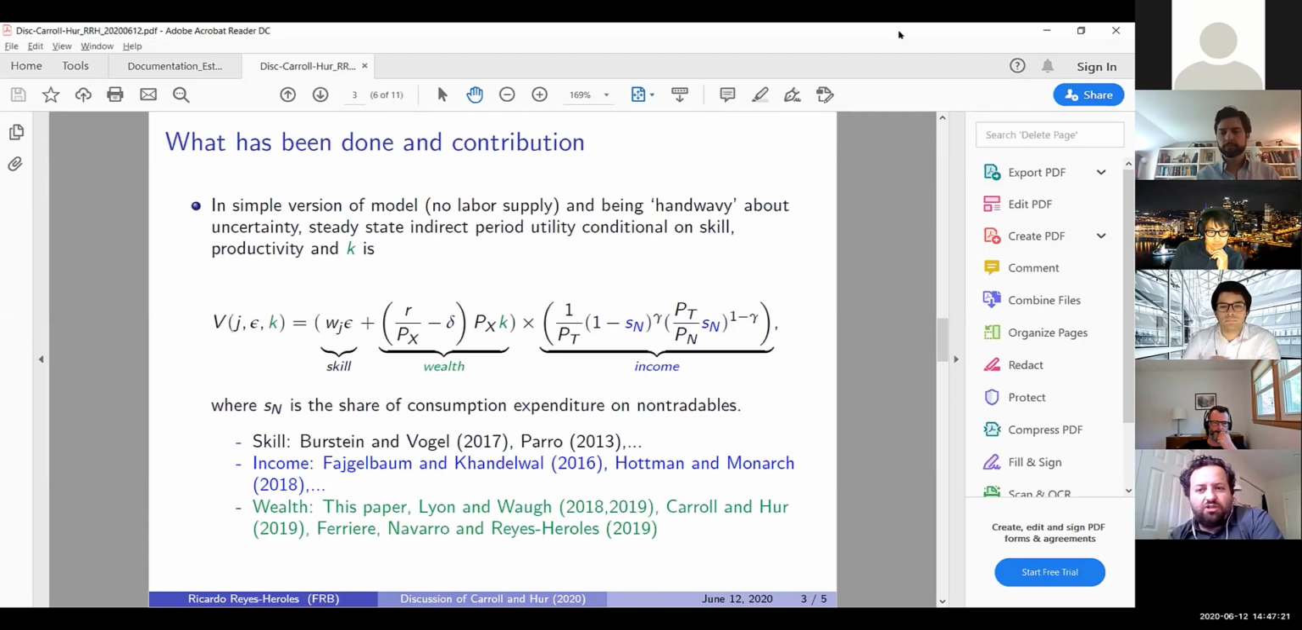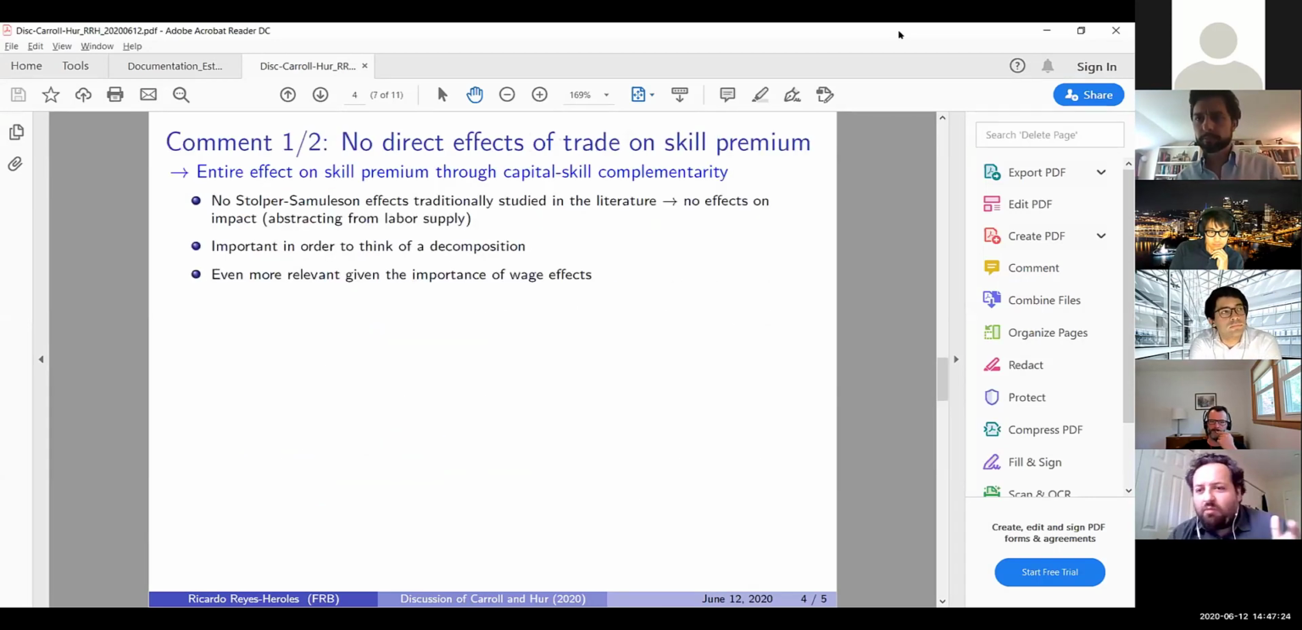So let me jump straight to the comments. The first comment is, this is a paper about the distributional effects of tariffs. And at least I consider myself a trade economist, so I immediately think about the Stolper-Samuelson effect. What's going to happen to the wage premium? In this case, nothing happens on impact, right? Because if you think about it, technologies are the same across all the varieties, across sectors, everything. So basically here, other than the fact that the labor supplies might change differently across the type of workers, there's nothing going on. So everything is working through capital-skill complementarity, right?